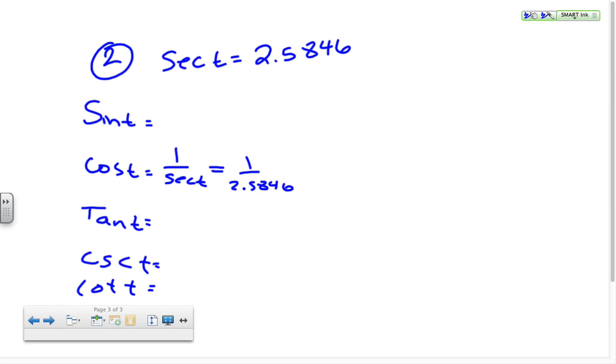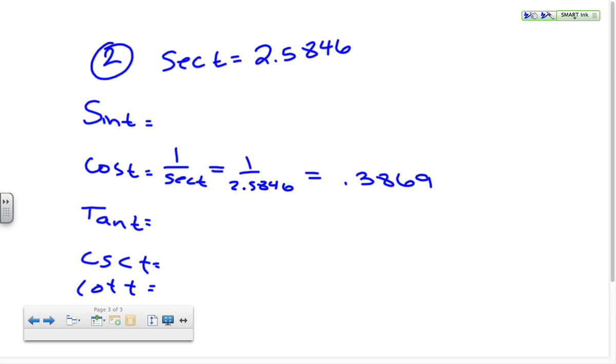I will be using calculators for this. Use your calculators. Always round to the 4th decimal. These are 4 decimal problems. So then this equals 0.3869. Now that I have that, I'm going to look and see what are ways that I can find the rest of these?